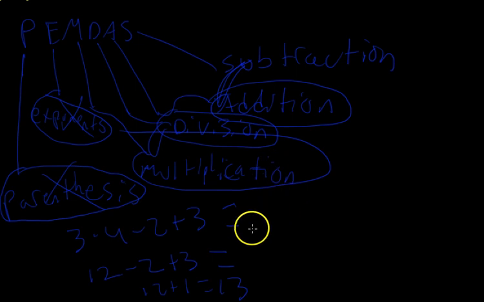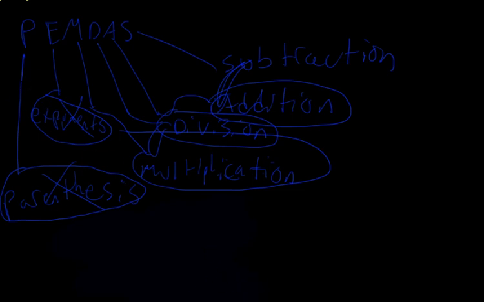But let's try another one. Let's do it with every single thing that PEMDAS says. So let's go 3 plus 4, times 2 squared, plus 3 divided by 2. Okay, that's going to be some crazy math.